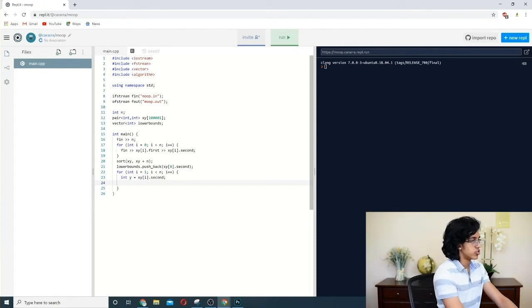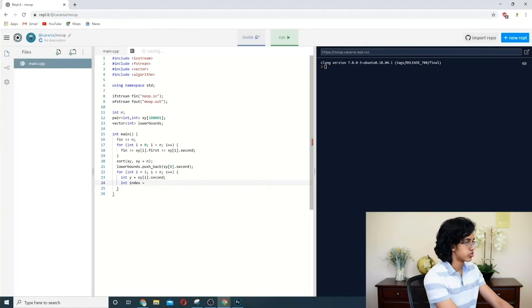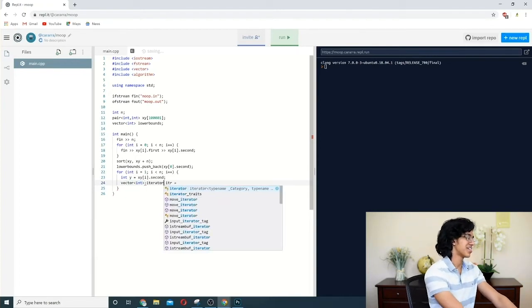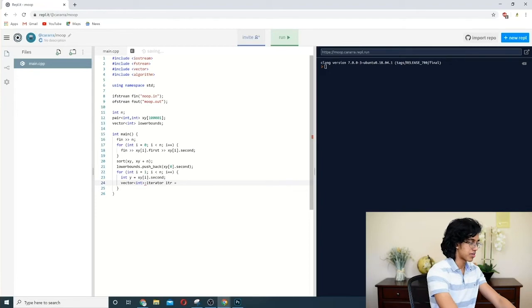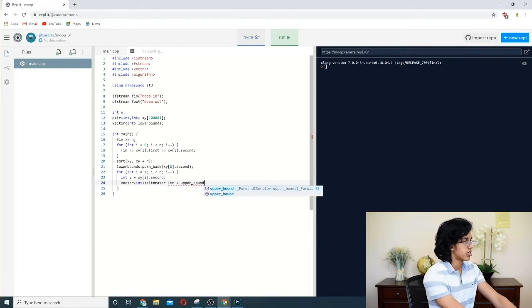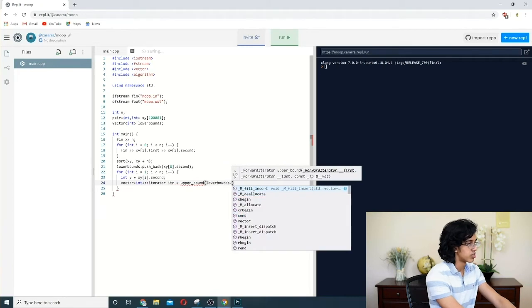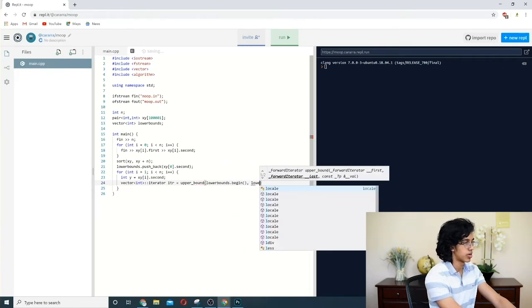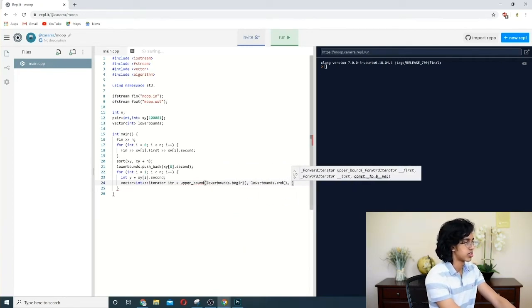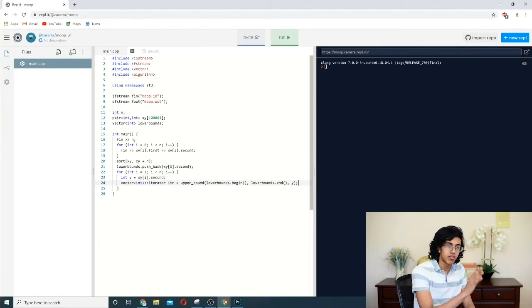So we're going to do int index is equal to, actually we can do a vector iterator. Oh wait, that's not how you do it, you gotta do it the other side. Oops, I know how to type C++. Dude, I'm too rusty, god dang it. Okay, so we basically have our iterator here, and we're going to do upper bound, and then we're going to do lower bound dot begin, lower bound dot end, and then we're going to pass in y.